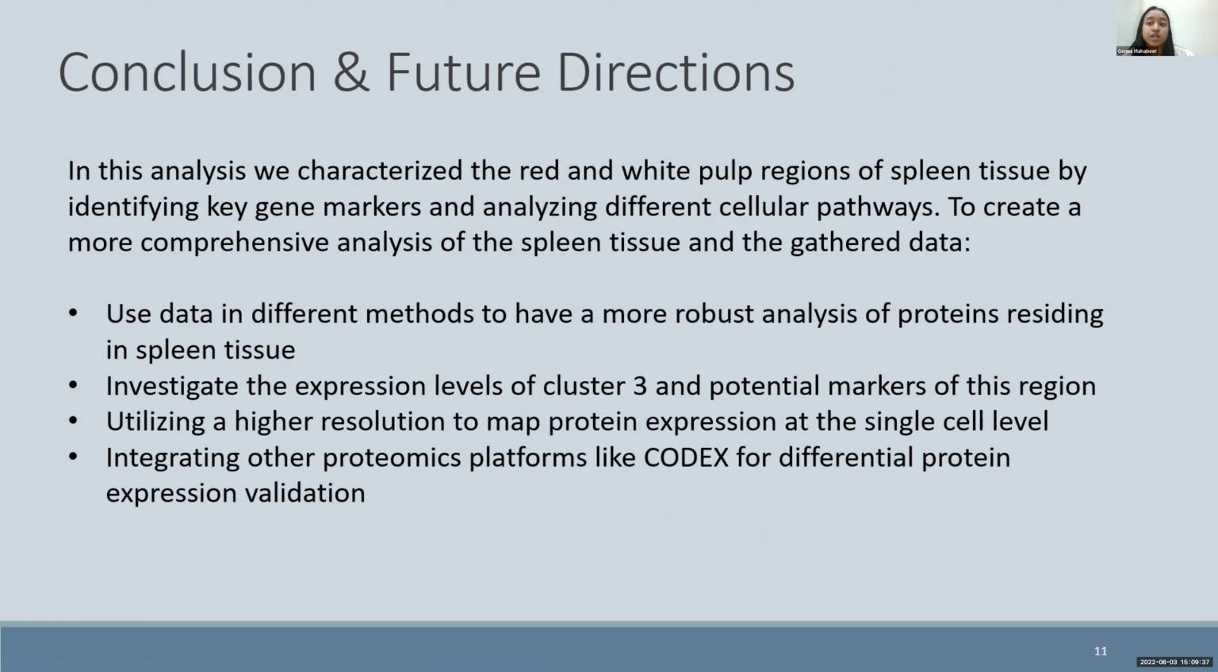And finally, in conclusion, in this analysis, we were overall able to characterize the red and white pulp regions of the spleen tissue by identifying key gene markers and analyzing the different cellular pathways. And so we use this in order to create a more comprehensive analysis. We can use different methods to have a more robust analysis. We can investigate the expression levels of cluster 3 and the potential markers of this region. We can utilize a higher resolution to map proteins on the single cell level, and we can integrate other proteomic platforms like Codex for differential protein expression validation.